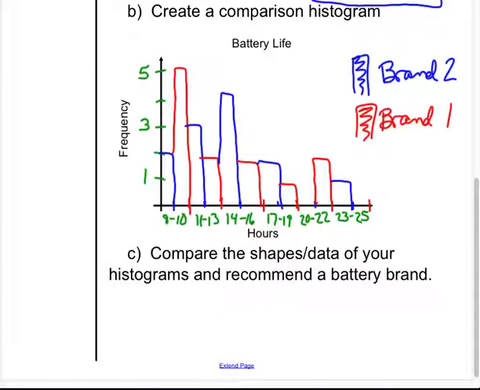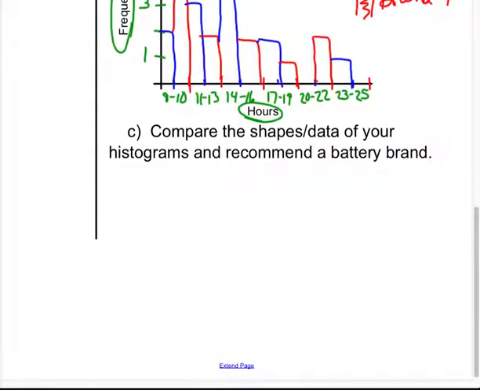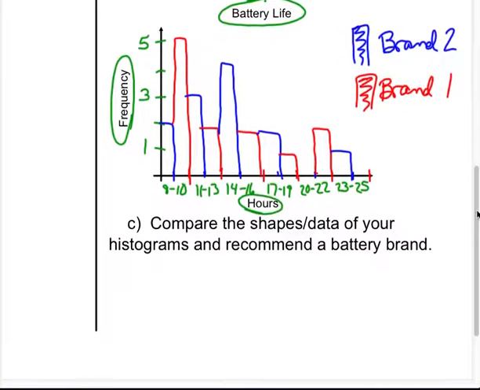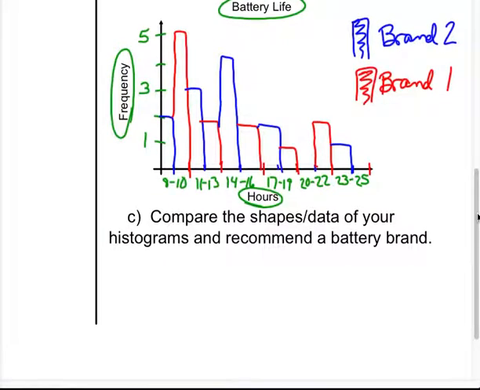And I have my histogram with a title, battery life. I have my x-axis labeled hours. And I have my y-axis labeled frequency, so make sure you get all of those things on your histogram. And finally, we're going to compare our histogram and make a recommendation as to which battery we think would be the better buy for your money.